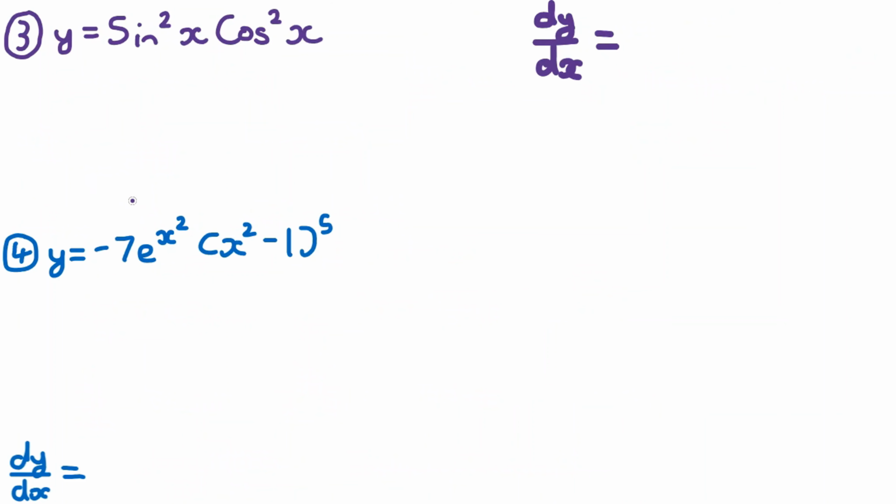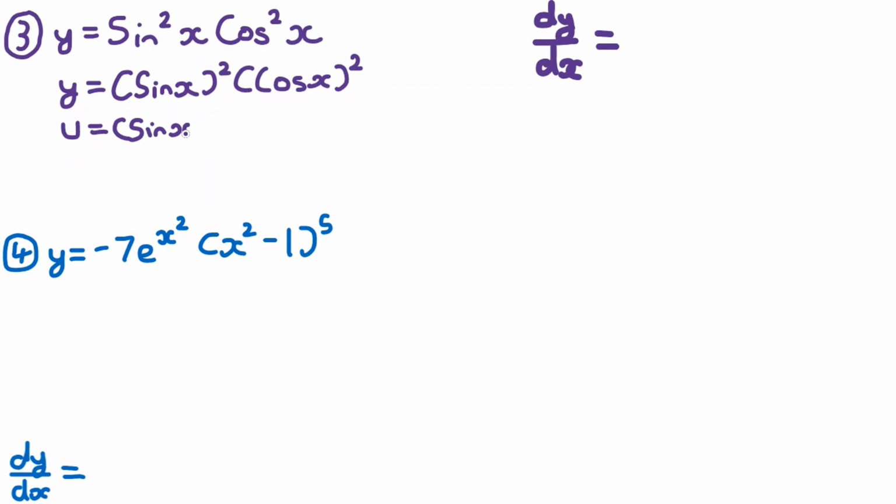Okay, so here's some more examples. For the third one, we have y is equal to sin squared x multiplied by cos squared x. I talked about this in the chain rule video. It might be easier to write this as sin x to the power of 2 multiplied by cos x to the power of 2, because it's easier to understand when we're doing the differentiation. We're going to use the product rule because we have these two multiplied together. So we're going to say that u is equal to sin x to the power of 2.